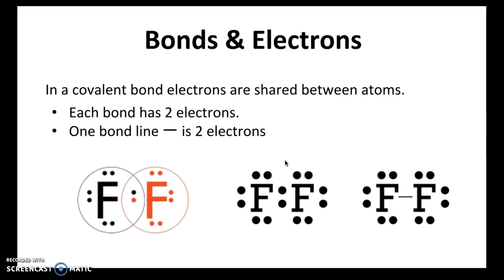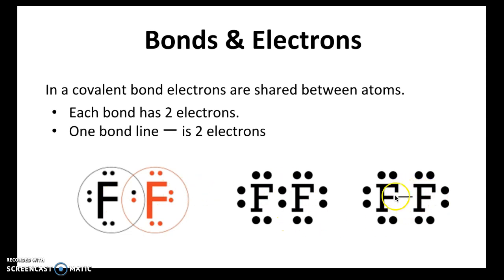Now let's get into other ways that we show bonds and electrons. And again, we're just going to specifically focus on covalent bonds. And remember, that's where the electrons are shared between atoms. Each bond has 2 electrons. So if you look, for example, in this fluorine, you can see that there are 2 electrons here in the bond that connects the 2 fluorine atoms. And you can also see that here.